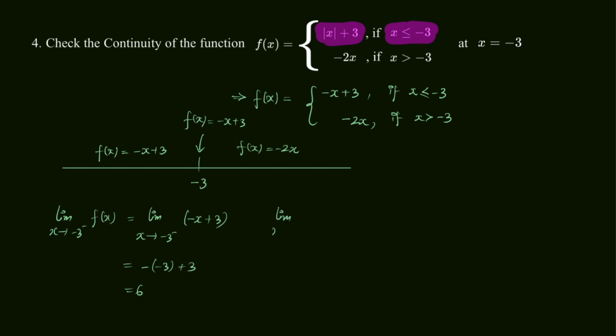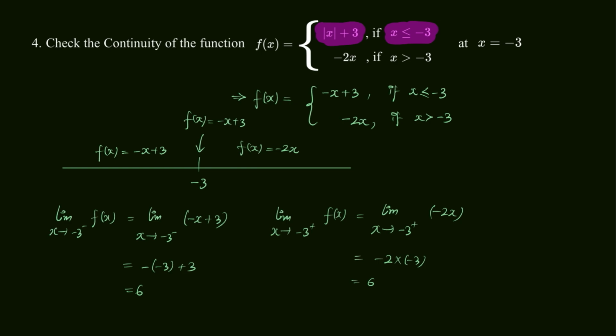Now let us check the right hand limit. Here it will be limit x tends to minus 3 plus, and the function on the right hand side of minus 3 is minus 2x. Now let us put the value of x as minus 3, then it will be minus 2 into minus 3, and the right hand limit is also 6. Now in this question my left hand limit and right hand limit are 6. That means the limiting value exists and the limiting value is simply 6.